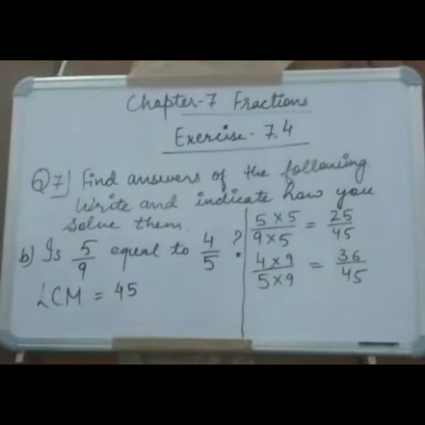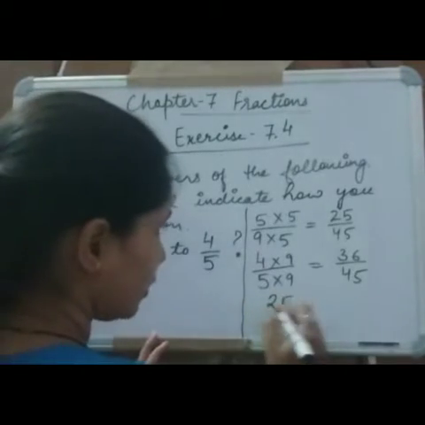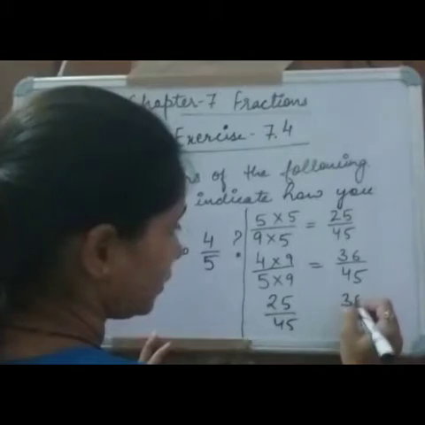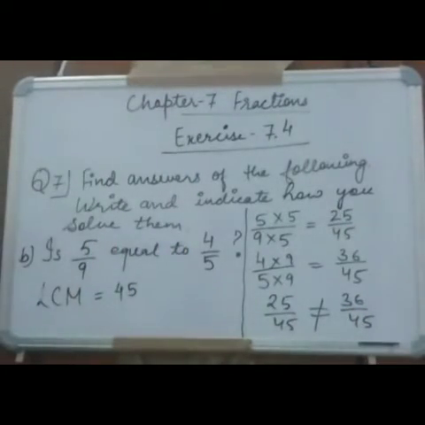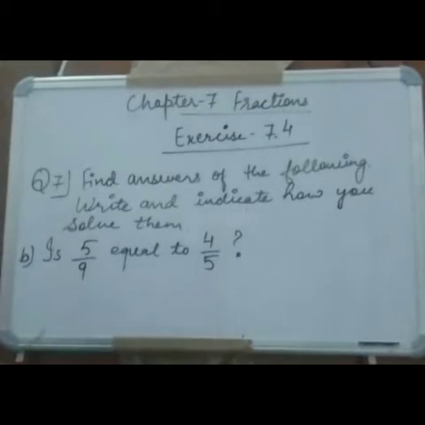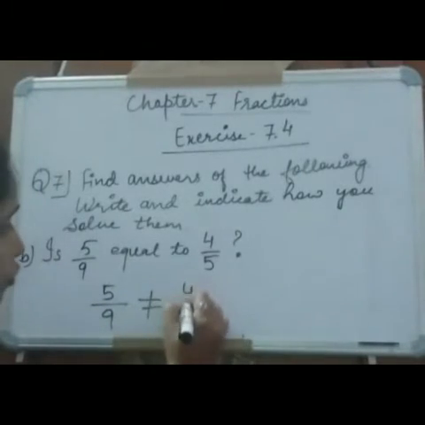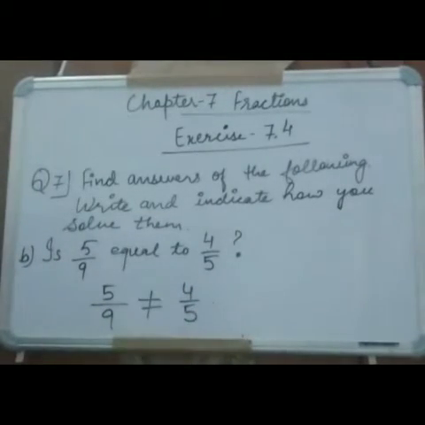Okay. So here we will see whether these are equal now, 25 upon 45 and 36 upon 45. Are these equal? No. These are not equal. So in the answer, what we will write? We will write that 5 upon 9 is not equal to 4 upon 5. Get it? Now let us see the next one.